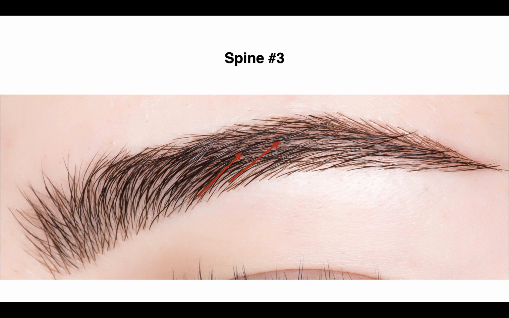Spine number 3 frequently occurs on an angled brow. Of all the spines, number 3 has the most balance of upward and downward strokes, beginning in the body through the tail.